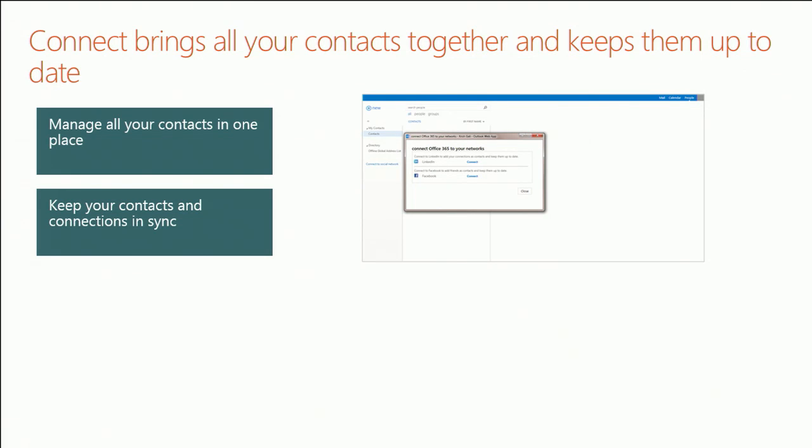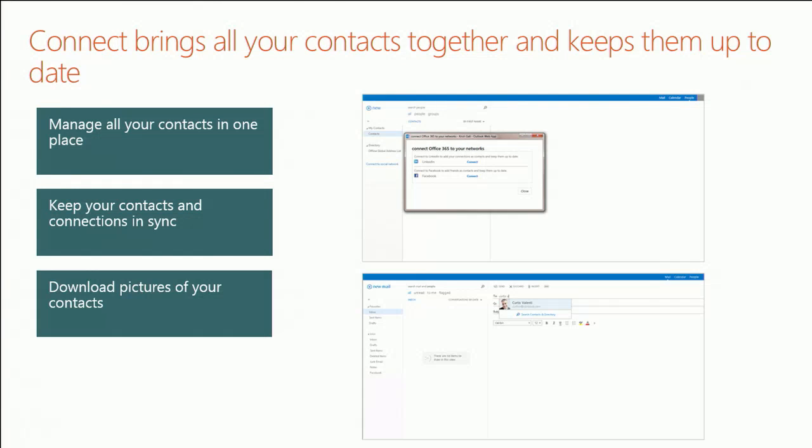So if any of your contacts changed their information recently, maybe they moved and got a new phone number, you can be rest assured that we will have the most updated information as soon as they make those updates in Facebook or LinkedIn. You can download pictures of these people, so your experience really comes to life when people's pictures are downloaded and they are shown all across Office 365.